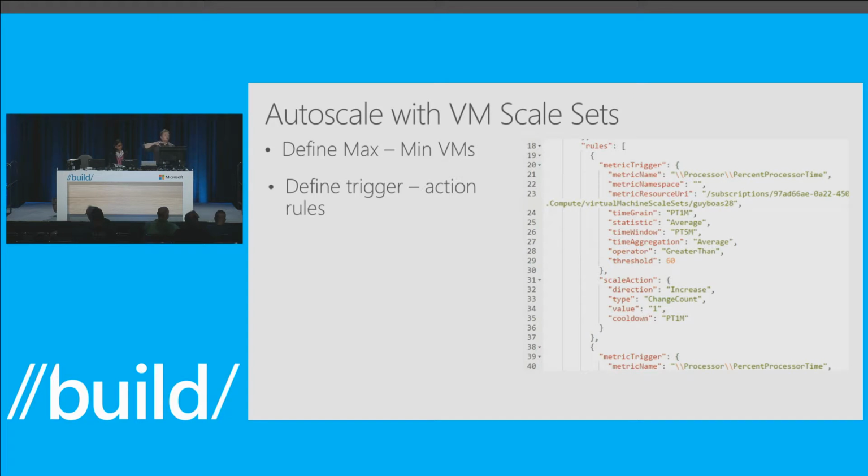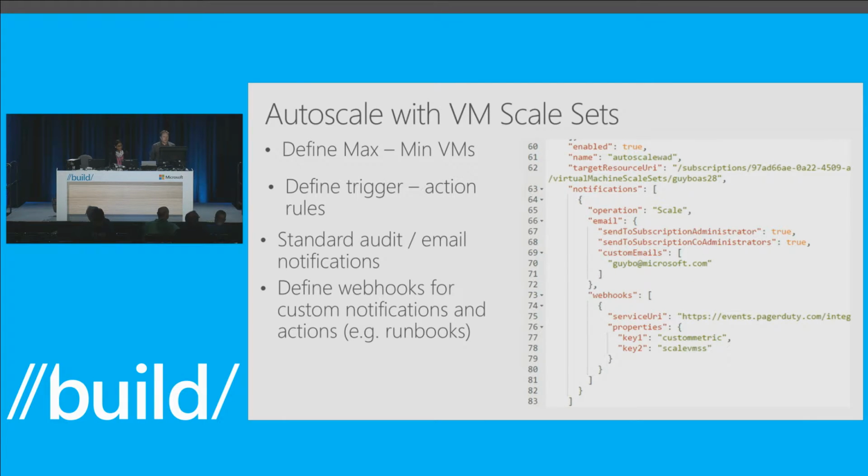And you can bundle up these rules. You can have rules to scale down or multiple different rules to scale up. The other nice thing is the way you do notifications as well, because there are standard audit notifications for your audit log when there's a scale action, or email notification. But you can also define webhooks and then custom notifications and actions such as runbooks. That way, if you decide, for example, I don't want to do horizontal scaling, I want to do vertical scaling, I want to increase the size of my virtual machines, it's very easy to write a runbook to do something like that. Another nice thing is with these webhooks, it's a standard. So there's companies like PagerDuty, for example.